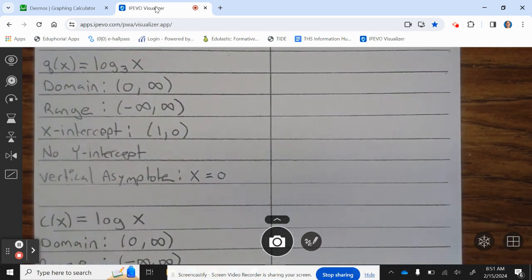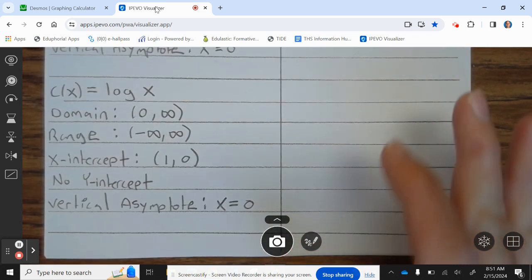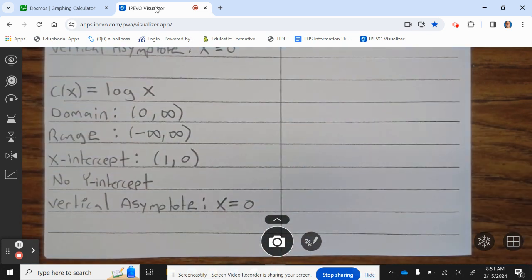q of x equals log base 3 of x. The domain is from 0 to infinity, not including 0. Range is from negative infinity to positive infinity. X-intercept is 1, 0. There's no y-intercept, and the vertical asymptote is x equals 0. c of x equals log of x. The domain is from 0 to infinity, not including 0. Range is from negative infinity to positive infinity. X-intercept is 1, 0. There's no y-intercept. The vertical asymptote is x equals 0.